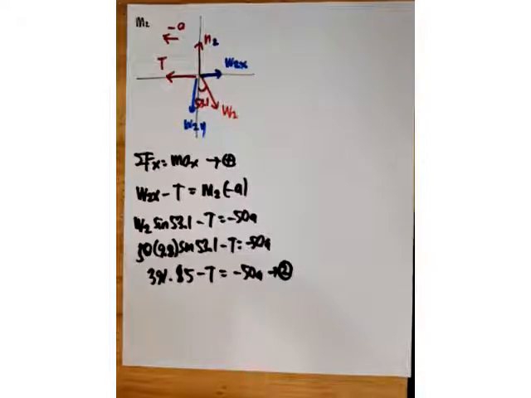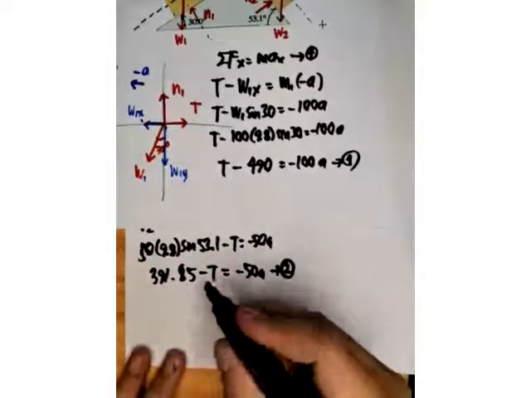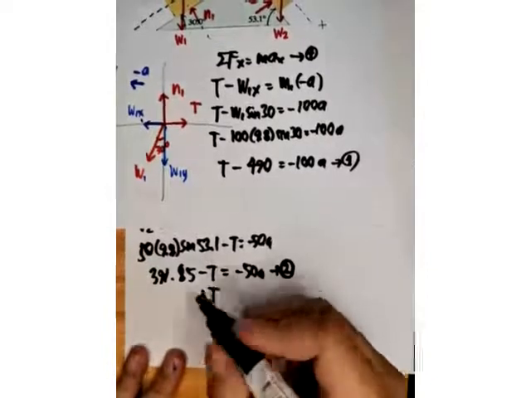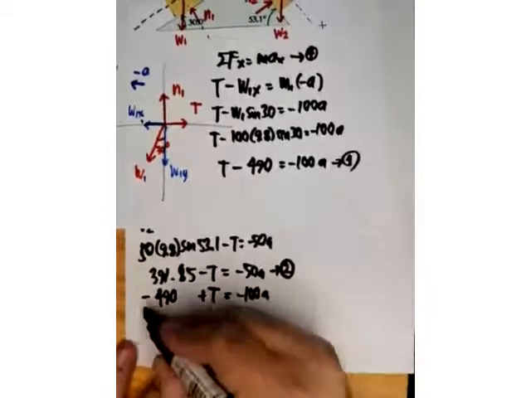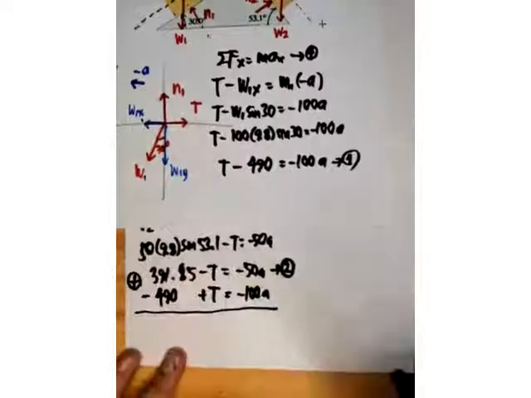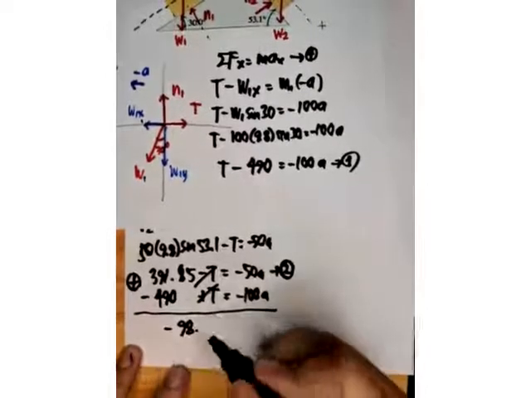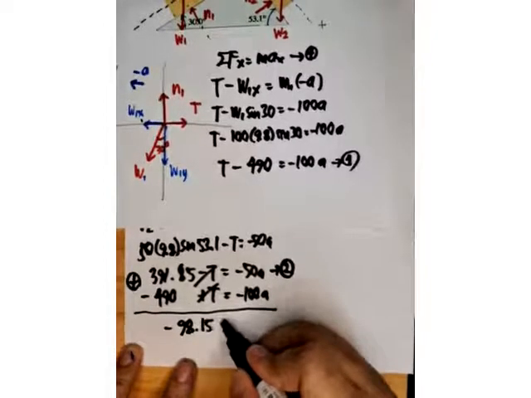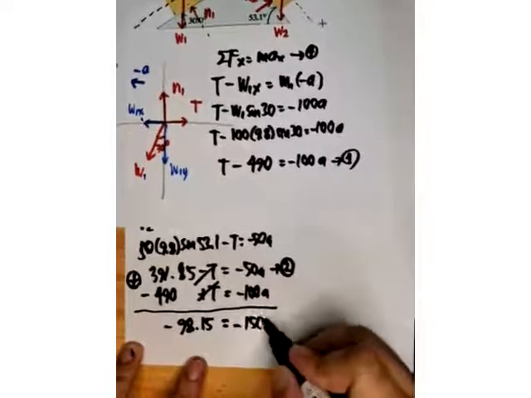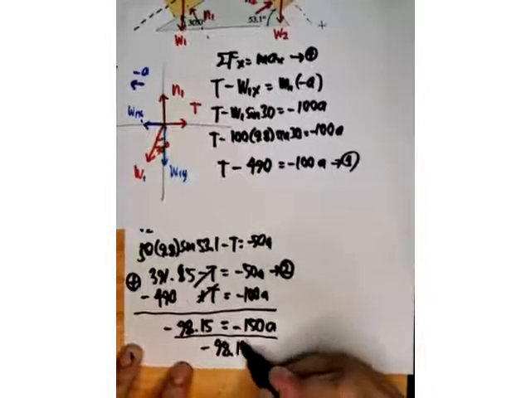Okay, so if that is our second equation, so let's equate that to our first equation. So this is our first equation, so ipapantay ko na lang. So we'll have positive T, negative 490 is equal to negative 100A. Ayan. So let's just add. So cancel yung tension. So we'll have minus 98.15 is equal to negative 150A. So divide this by negative 98.15.